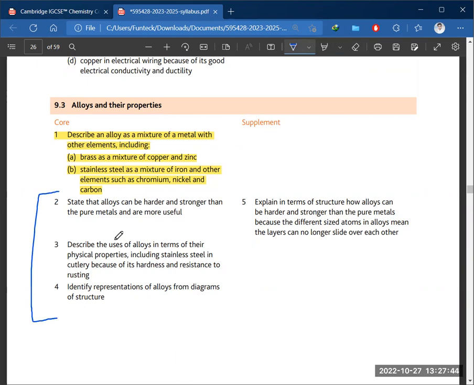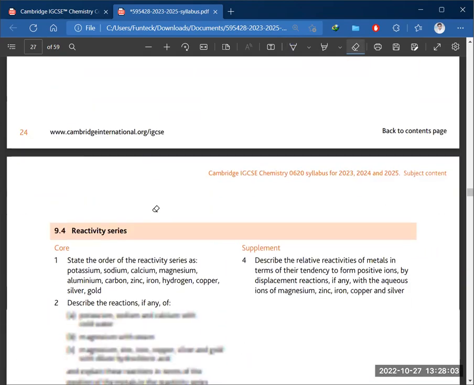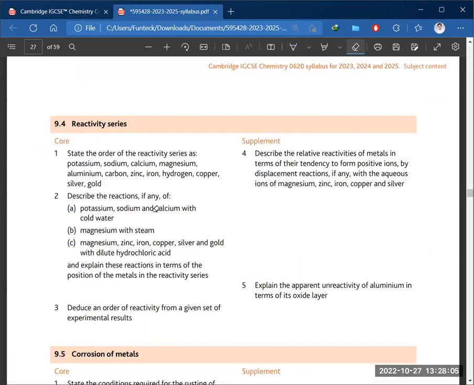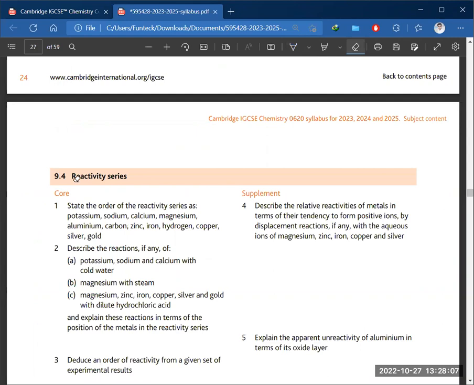State that alloys can be harder and stronger than the pure metals and are more useful. Describe the uses of alloys in terms of their physical properties, including stainless steel in cutlery because of its hardness and resistance to rusting. Stop. Now we have reactivity series.